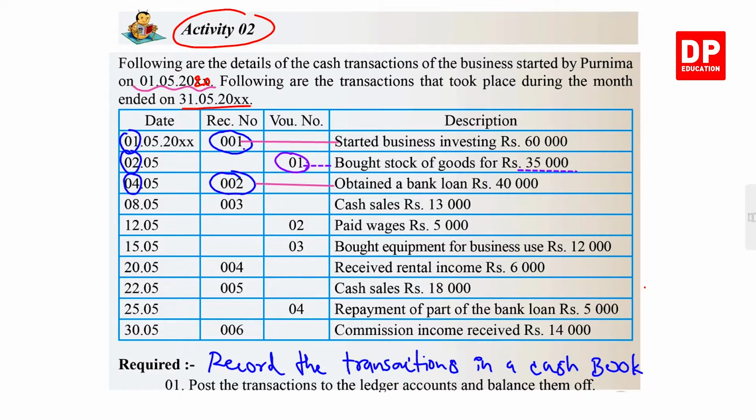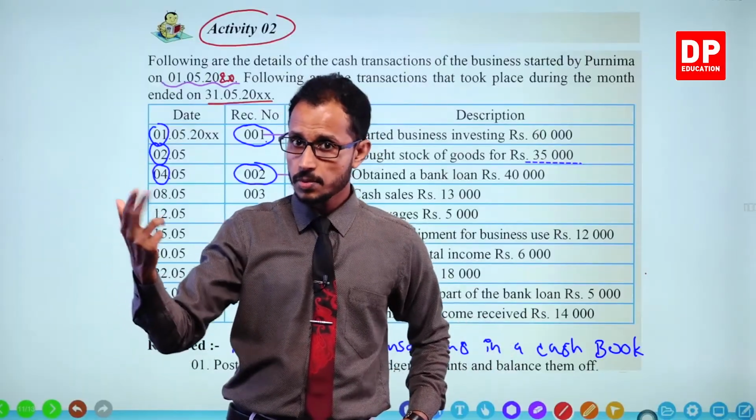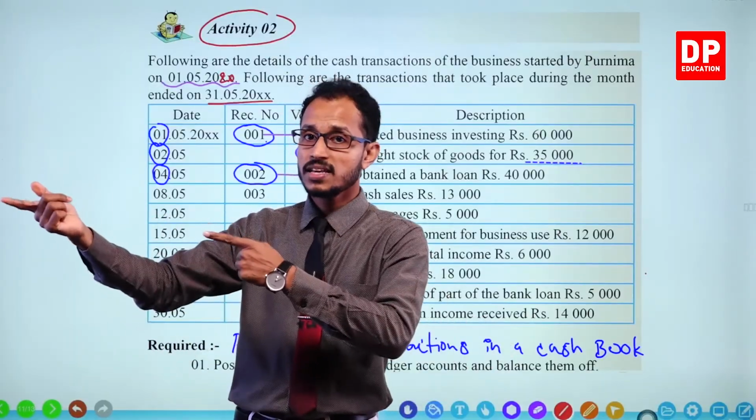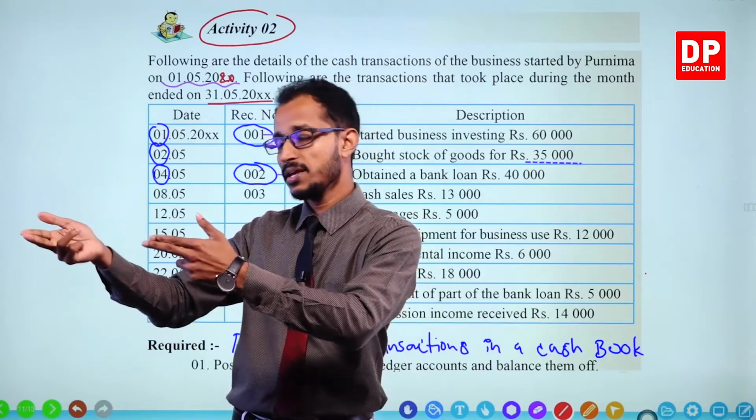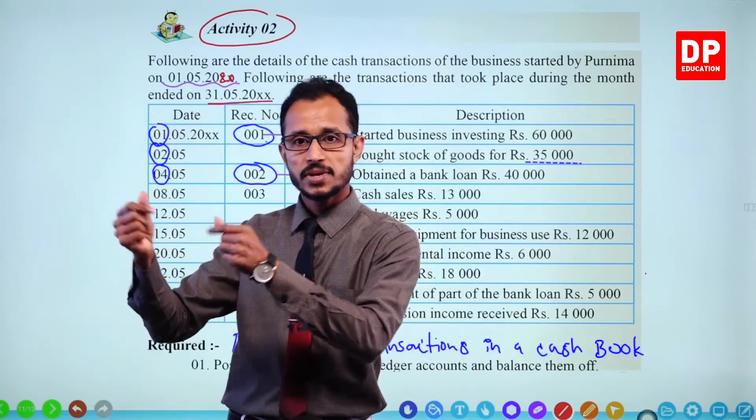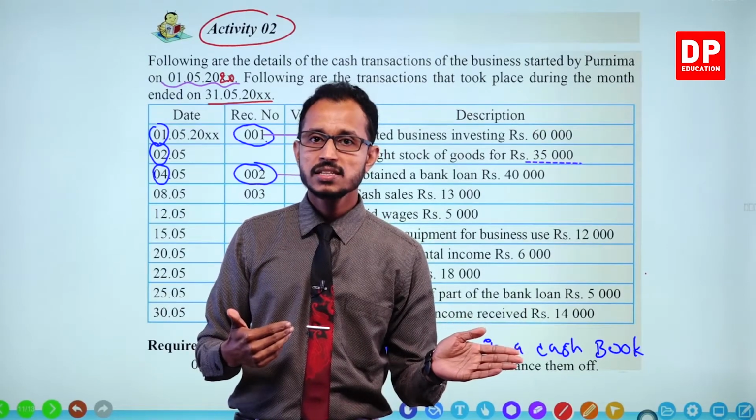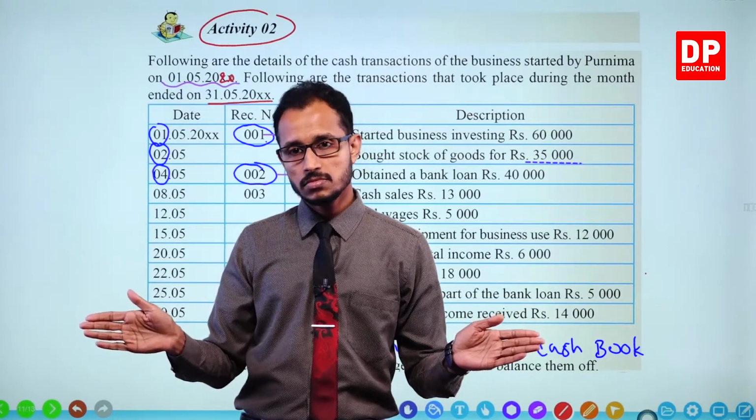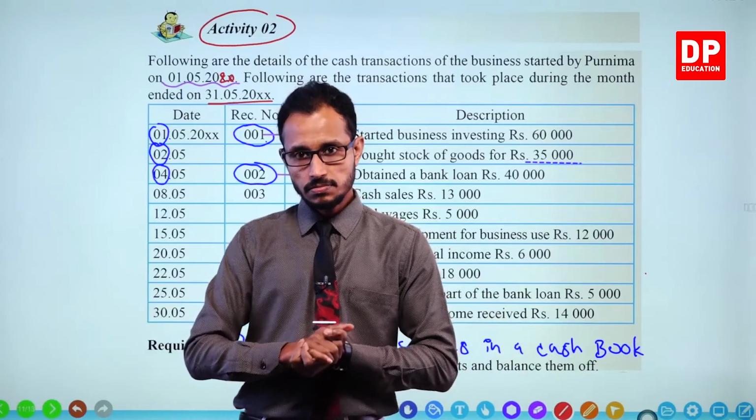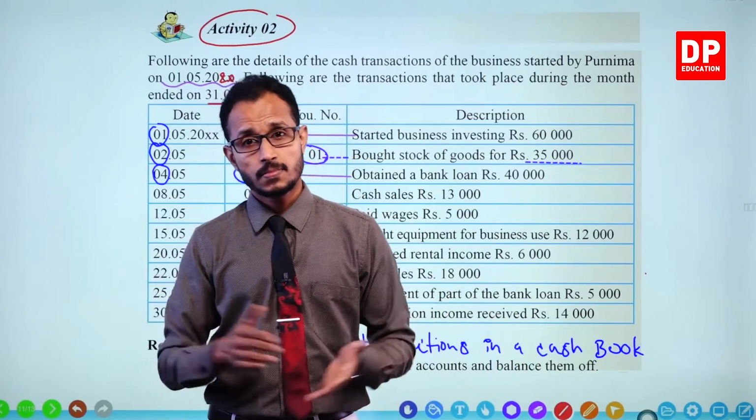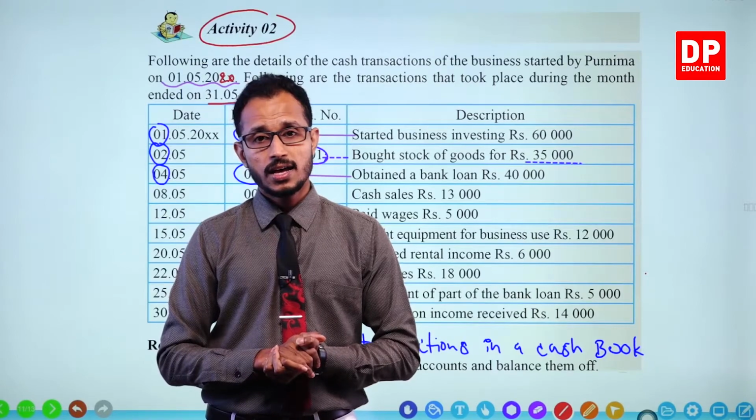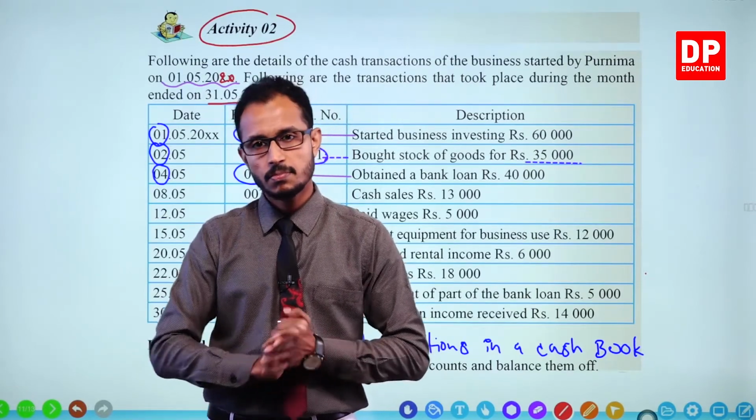Money coming in or money going out? Taking a bank loan from the bank. Money coming in, yes. Cash coming into the business. So the cash book gets debited. What is credited? Yes. Bank loan, right?